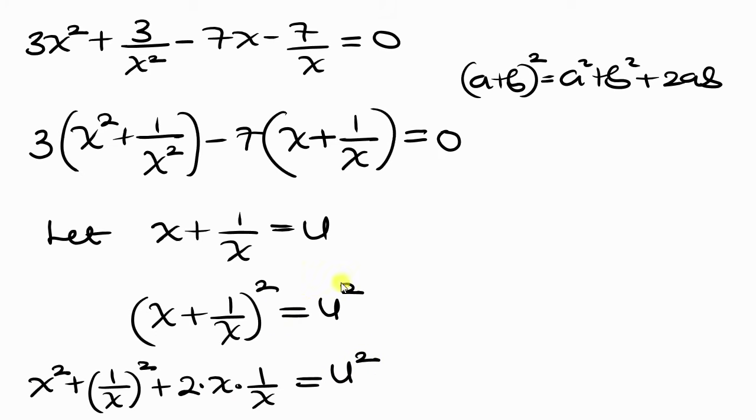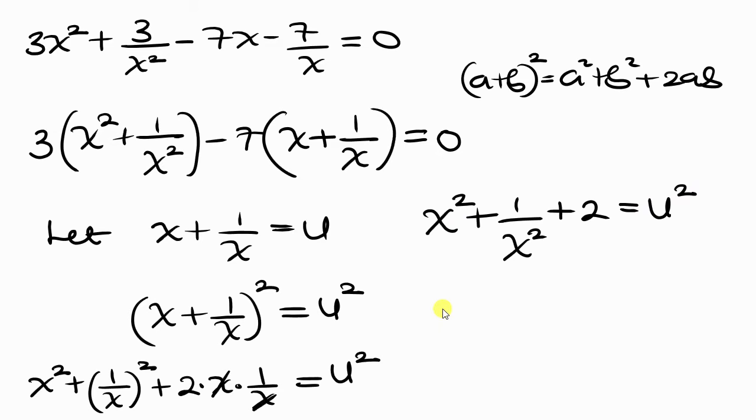This is equal to u squared. Now simplifying, we have x squared plus, now 1 all over x all squared is the same as 1 all over x squared. And then plus, this x can cancel out this x, leaving behind 2 times 1, that will be 2, to be equal to u squared. Now let's move this 2 to the right hand side so that we have x squared plus 1 all over x squared to be equal to u squared, and as 2 crosses, it becomes minus 2. So we have something to substitute.